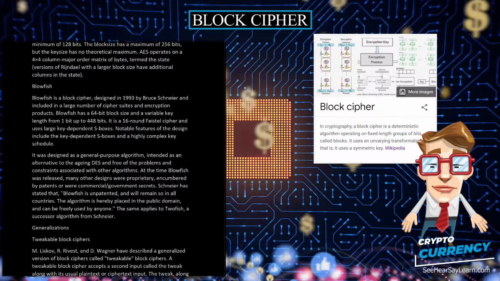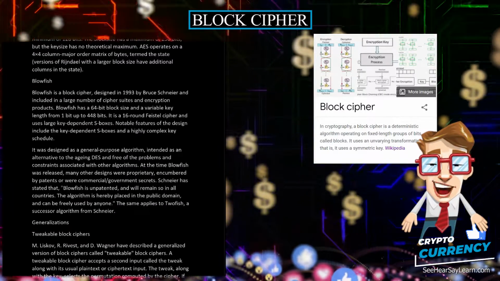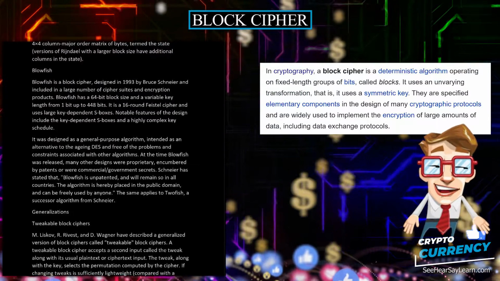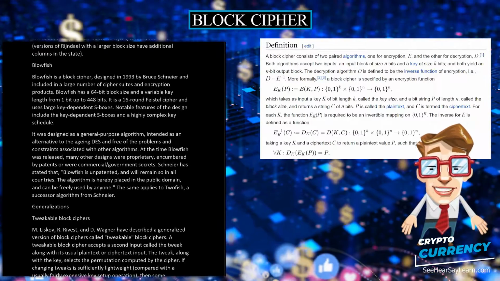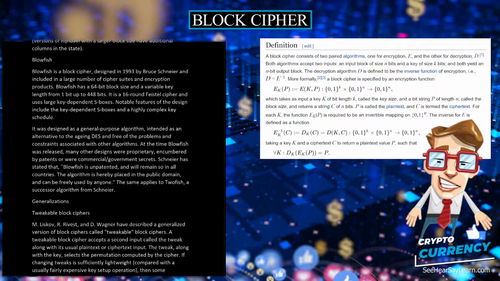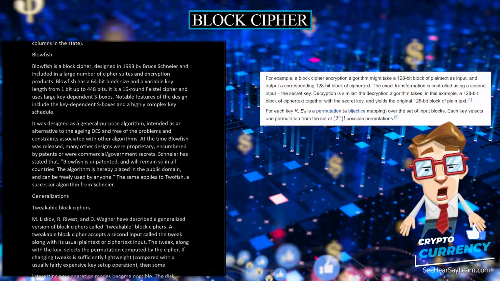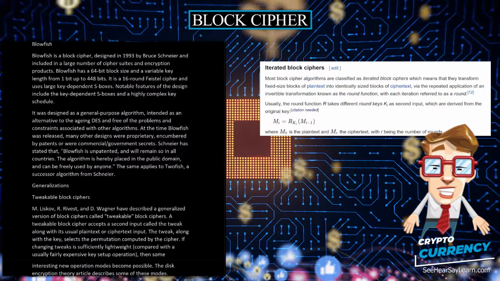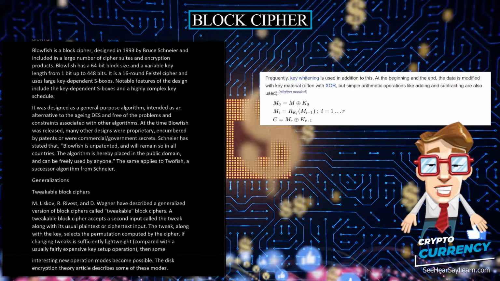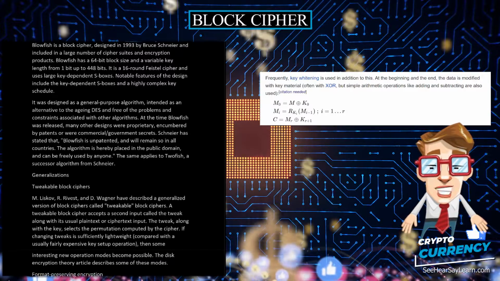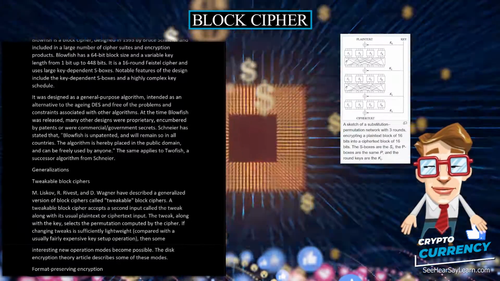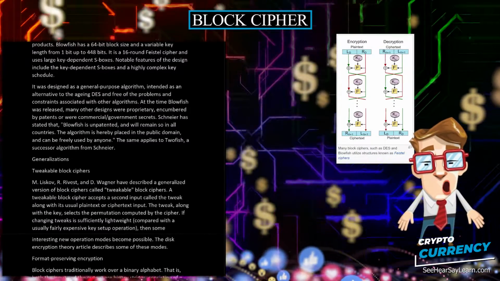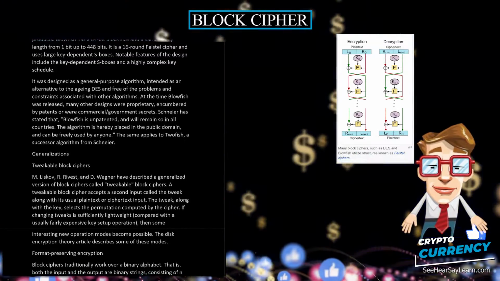Generalizations. Tweakable block ciphers. M. Liskov, R. Rivest, and D. Wagner have described a generalized version of block ciphers called tweakable block ciphers. A tweakable block cipher accepts a second input called the tweak along with its usual plaintext or ciphertext input. The tweak, along with the key, selects the permutation computed by the cipher. If changing tweaks is sufficiently lightweight, compared with the usually fairly expensive key setup operation, then some interesting new operation modes become possible. The Disk Encryption Theory article describes some of these modes.